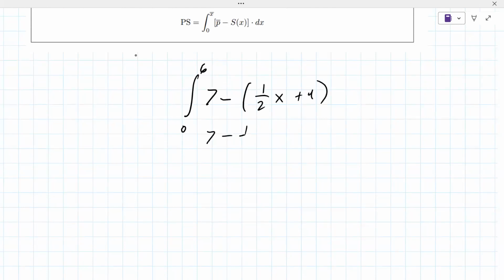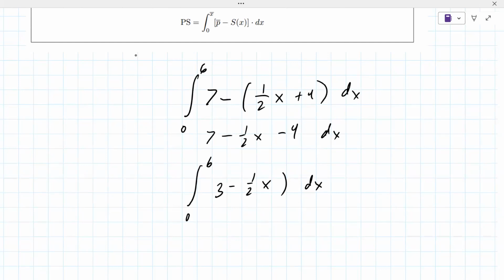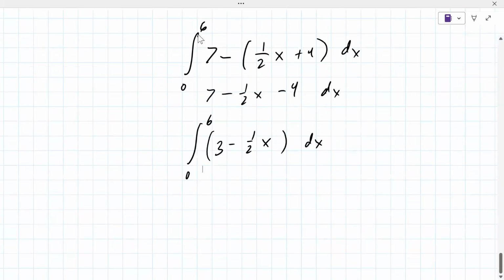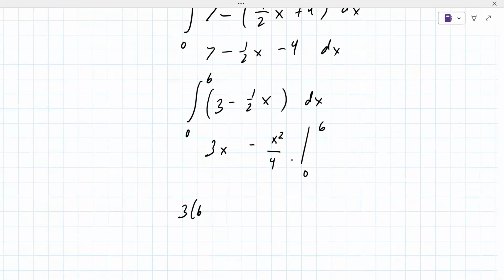So it's 7 minus 1/2 x minus 4, 3 minus 1/2 x, and you have to take the antiderivative of that. Putting your dx's here to be really classy. So this is 3x minus x squared over 4, evaluated from 0 to 6. And again, the bottom bound is 0, so nothing to be there, but you've got to show your work. So you put this in.